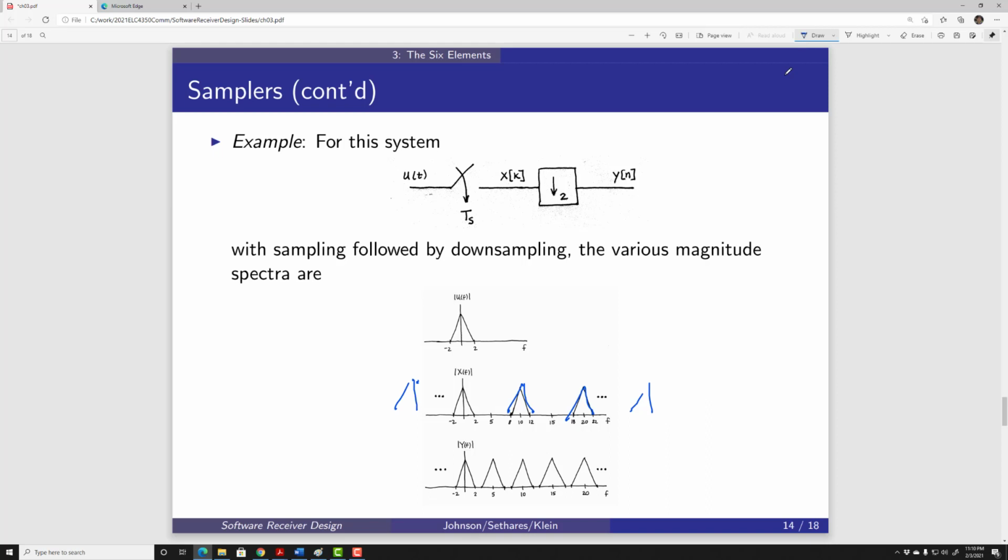Then the signal goes through the downsampler with a rate of 2, which means this sampling frequency will be divided by 2, so it becomes 5 Hz. Therefore, I will have all these copies at 5 Hz, 10 Hz, 15 Hz, and so on. In this example, because my sampling rate is higher than 4 times the maximum frequency of my original signal, when I downsample by 2, I still don't have any overlap, any aliasing. That is a valid downsampling process.